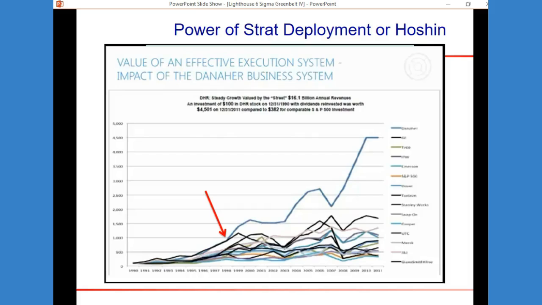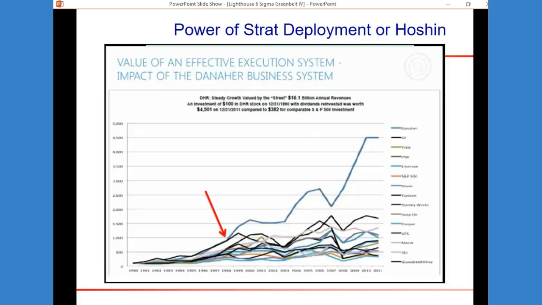So from that point forward, look what happened to their performance and their stock price from that point all the way up to 2011. And the president of that company will tell you the only reason they performed to that level was because of Hoshin. Because they have a strategic plan that drove all, I think there are 130 some odd companies now under the Danaher umbrella, drove all of them exactly the same way to the same goals, every single one.